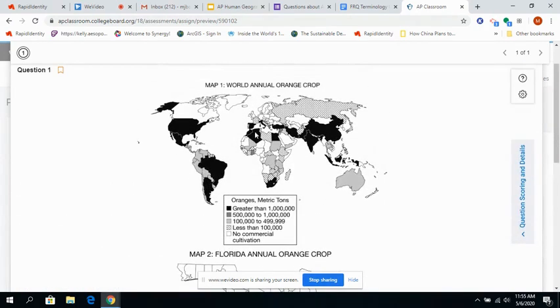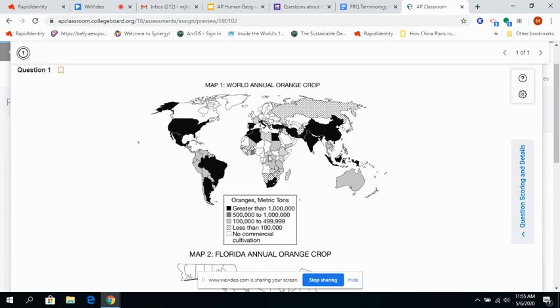So on the first map, you are looking at a global map. So you're taking a look at a map of the entire world. But the scale of analysis, what you are analyzing is countries. So you are taking a look at a country scale of analysis. And so the way I want you to think about scales of analysis is, yes, we're taking a look at a global picture of orange crop, but what we're really analyzing is the national differences, the country to country differences.